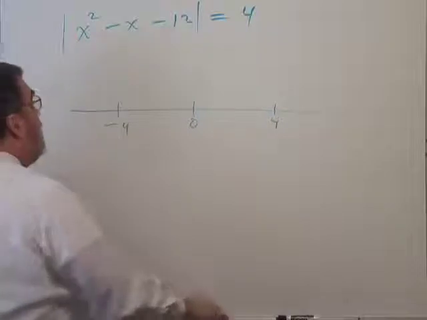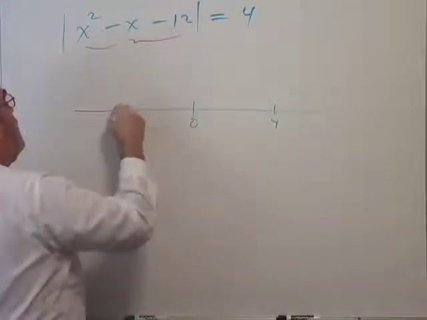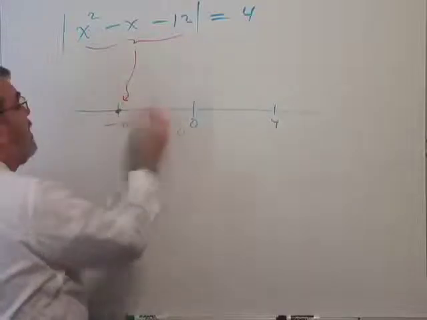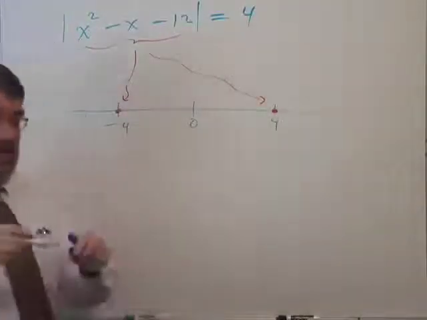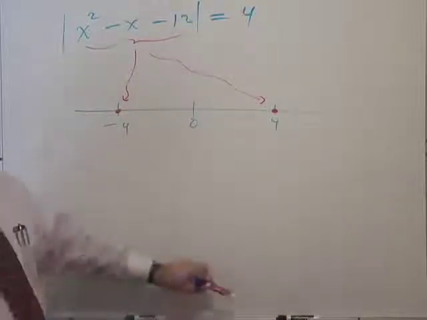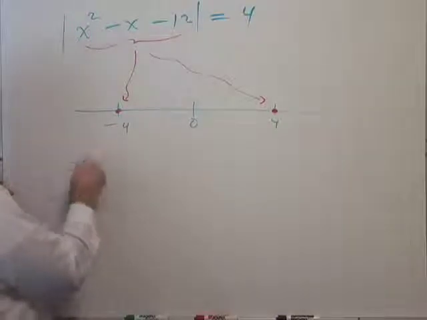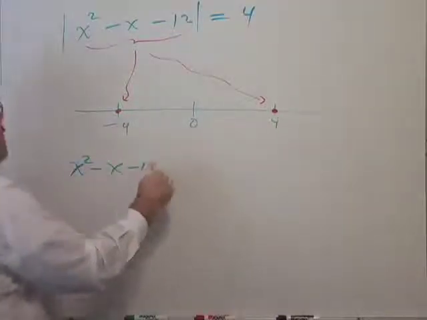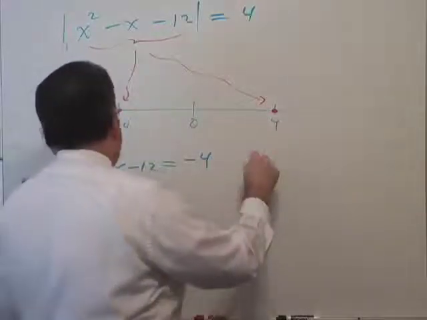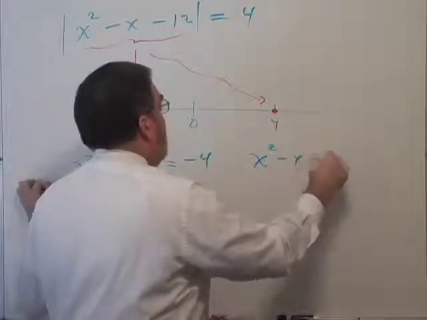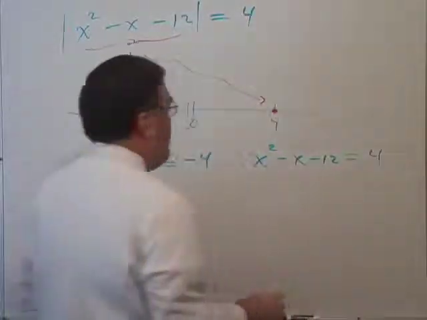And so this quantity is equal to either -4 or +4 because of what the absolute value tells you in terms of distance. So that sets up two equations. I have x squared minus x minus 12 equals -4, and also x squared minus x minus 12 equals +4.